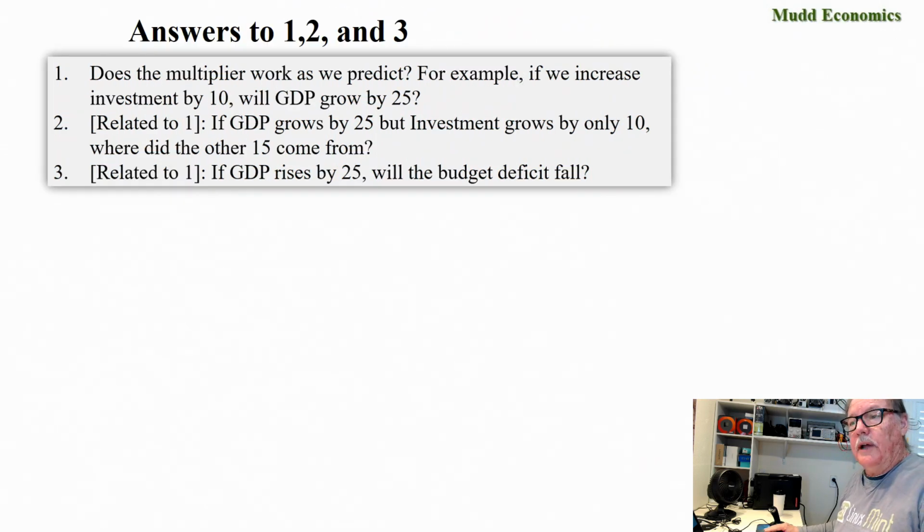Okay, on this slide, we're going to provide answers to questions 1, 2, and 3. Does the multiplier work as we predict? If we increase investment by 10, will GDP grow by 25? If GDP grows by 25 but investment only grows by 10, where does the other 15 come from? And then finally, if GDP rises by 25, what happens to the budget deficit?